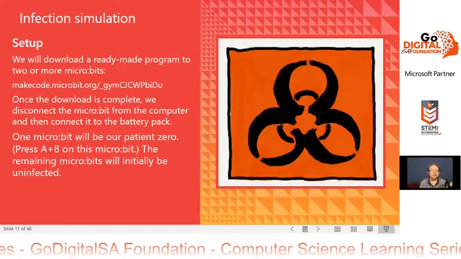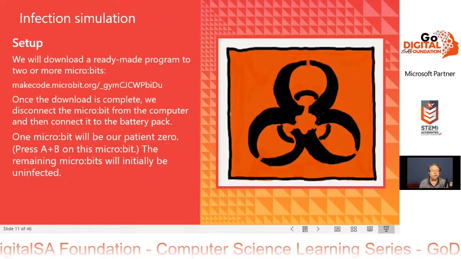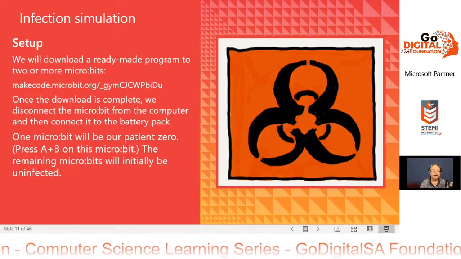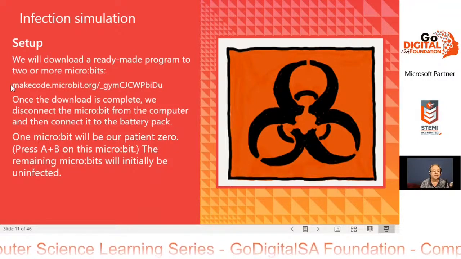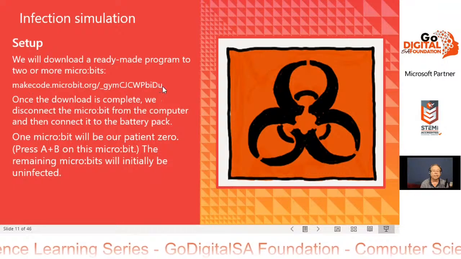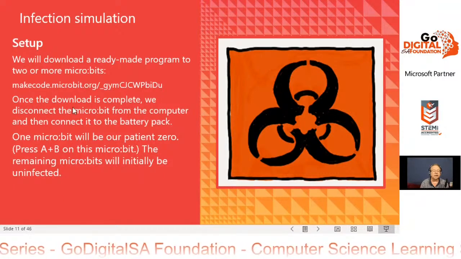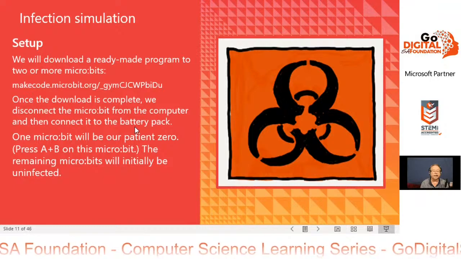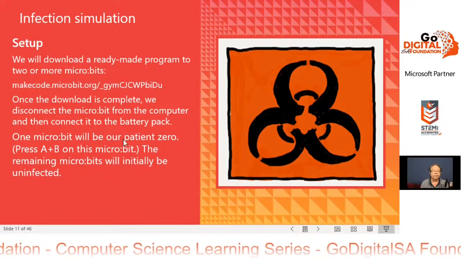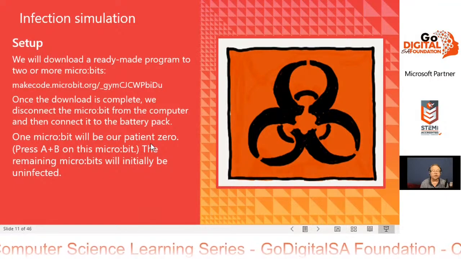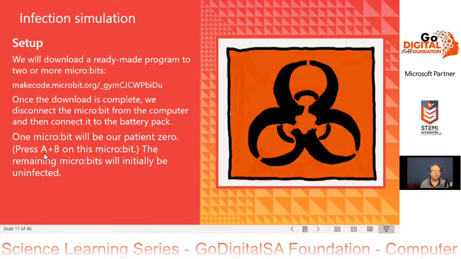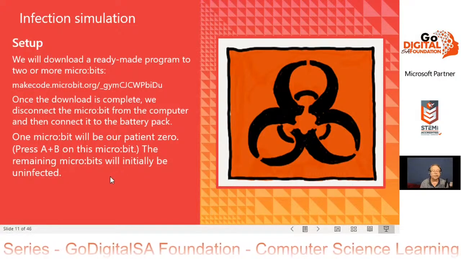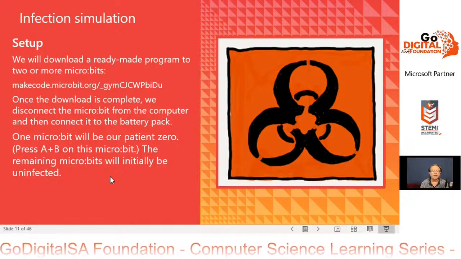Okay, infection simulation. We will download a ready-made program to 2 or more microbits. So we'll go to this site. Now, once the download is complete, we disconnect the microbit from the computer and connect it to the battery pack. One microbit will be our patient 0, where we'll press the A and B buttons on the microbit. The remaining microbits will initially be uninfected.